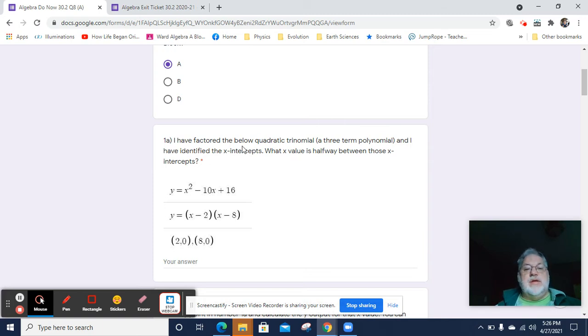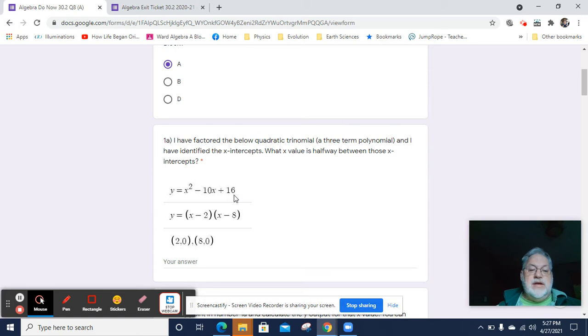I have factored the below quadratic trinomial. It's a three-term polynomial. That's what a trinomial is. Tri means three. Binomial means two. Monomial would be one. Beyond three, we just call them polynomials and say how many terms. At any rate, I've identified the x-intercepts. So I got this thing, 10x squared minus 10x plus 16.